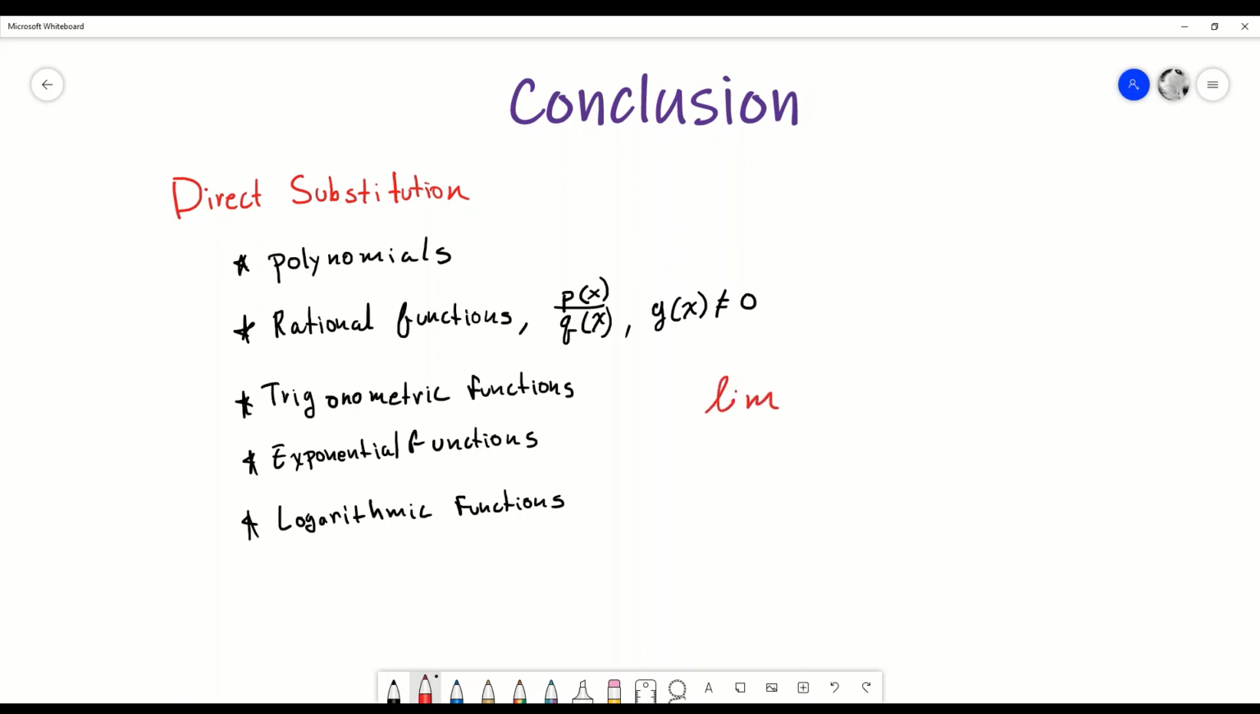So let's say we want to find the limit as x approaches 0 of tangent of x. Tangent is a well-behaved function, so we can use direct substitution. Anywhere I see an x, I'm going to put in 0. Tangent of 0 is 0.